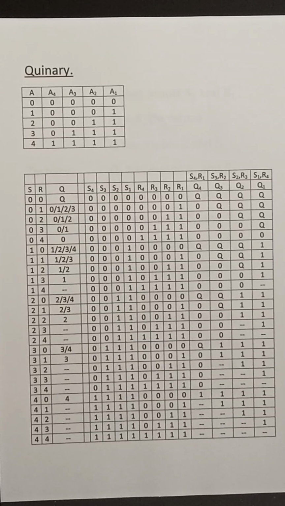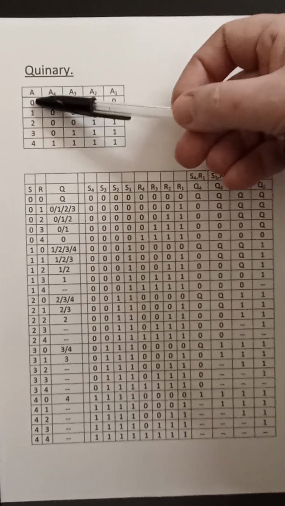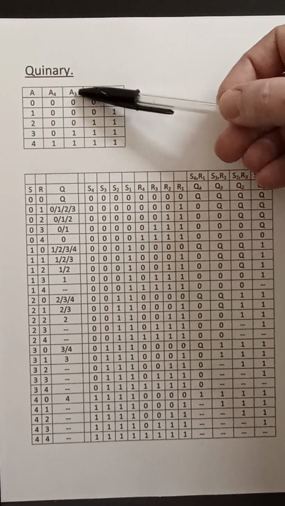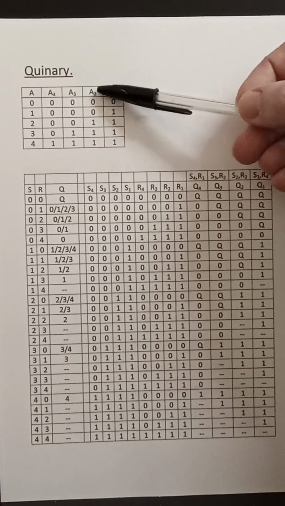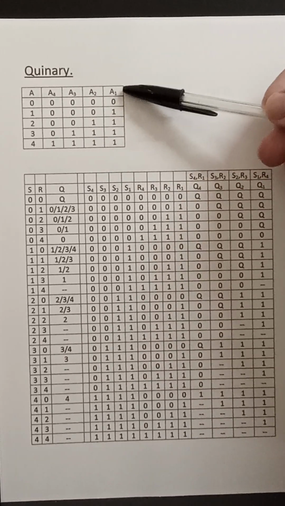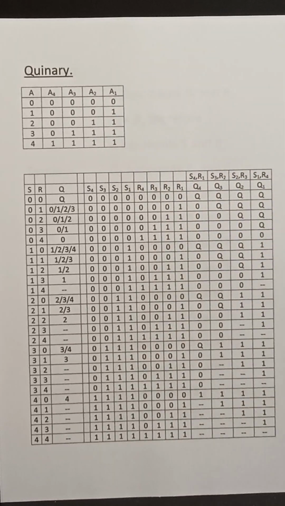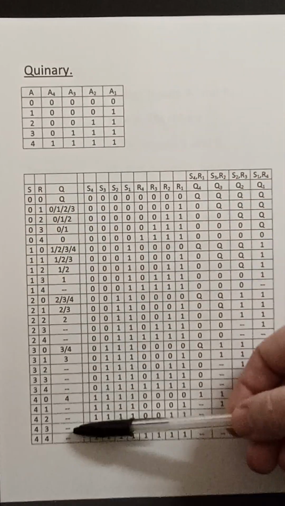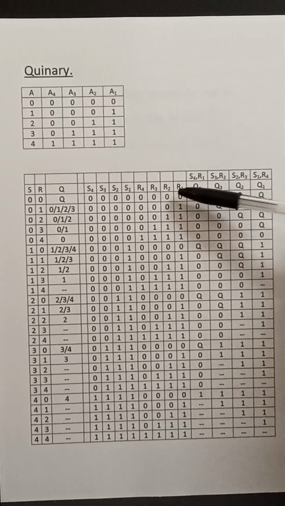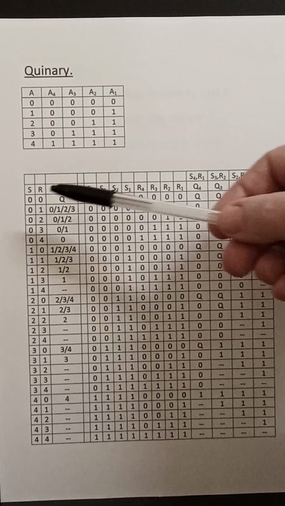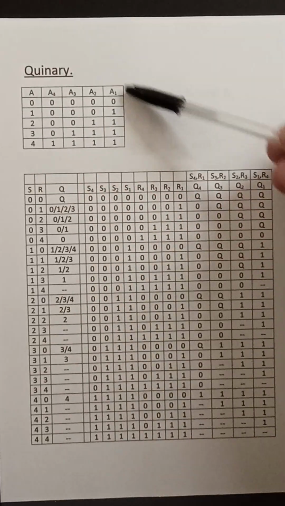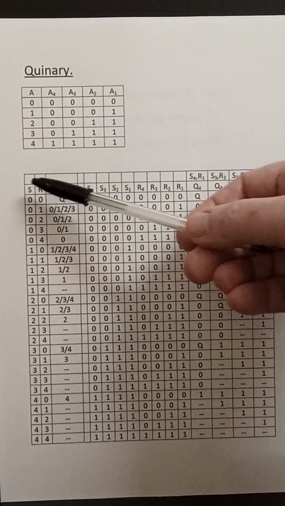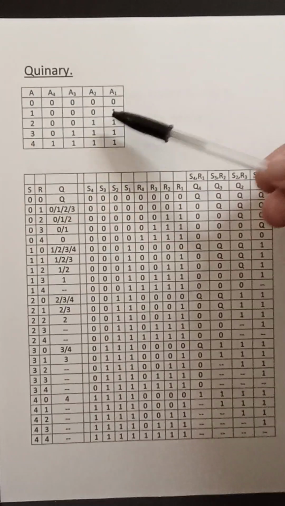So here we have a quinary version, base 5, A equals 0, 1, 2, 3 and 4. A4 equals 0, 0, 0, 0, 1, A3 equals 0, 0, 0, 1, 1, A2 equals 0, 0, 1, 1, 1, A1 equals 0, 1, 1, 1, 1. Now, these are the inputs S and R to the flip-flop and the output Q. R1, R2, R3, R4 are for R, coded according to this truth table here. S1, S2, S3 and S4 are for S, coded according to this truth table here.